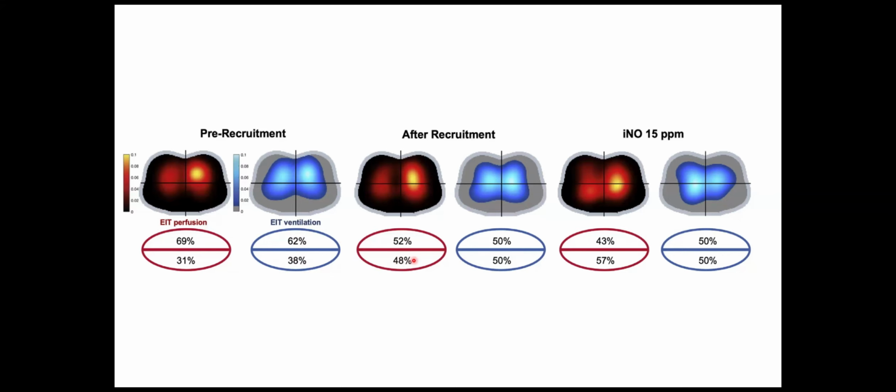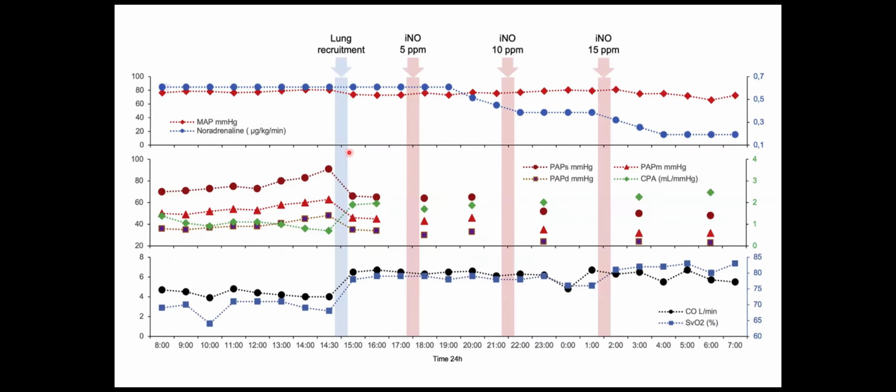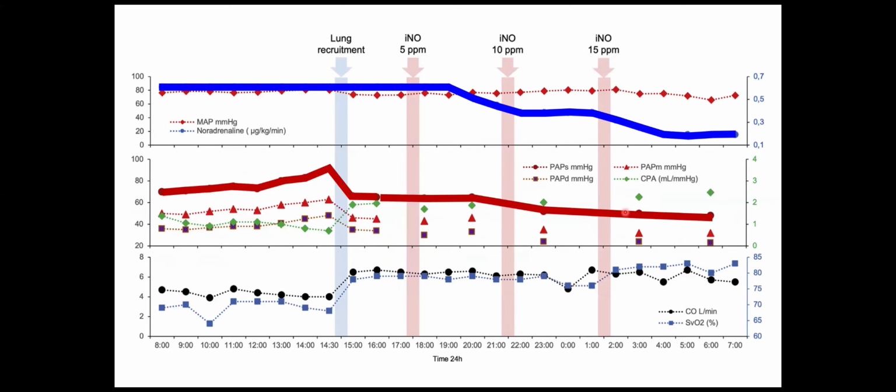But pulmonary artery pressure in this patient was still very high, and then he decided to use nitric oxide. And interestingly, now that he had good ventilation in the lower lobes, nitric oxide could improve perfusion in the lower lobes, and now he got even higher perfusion in the dorsal regions of the lung. And as a result, he decreased the use of norepinephrine, he decreased pulmonary artery pressures, and he improved central venous saturation.